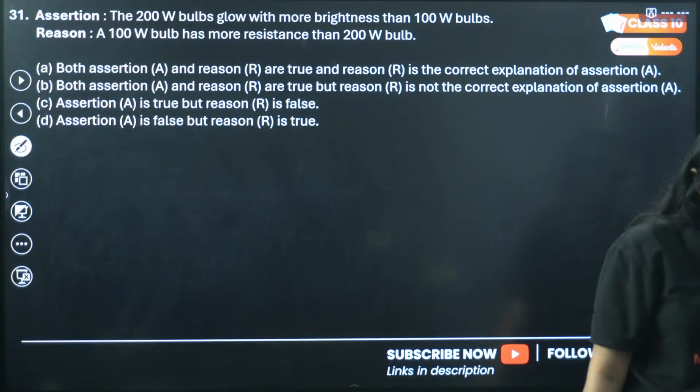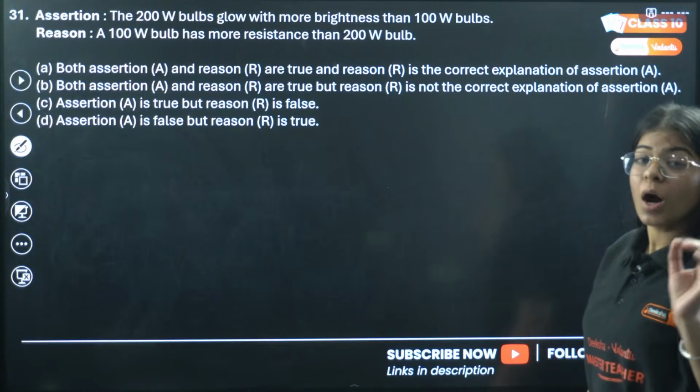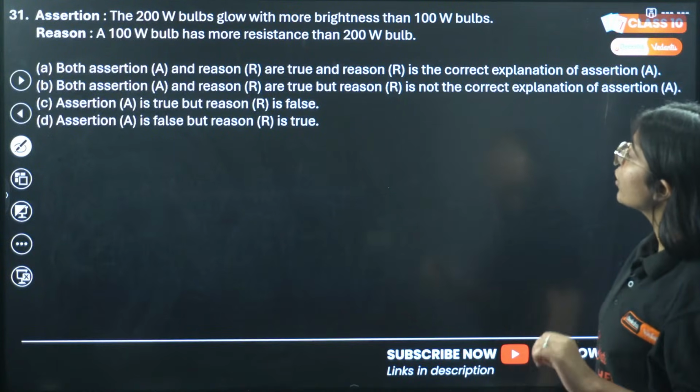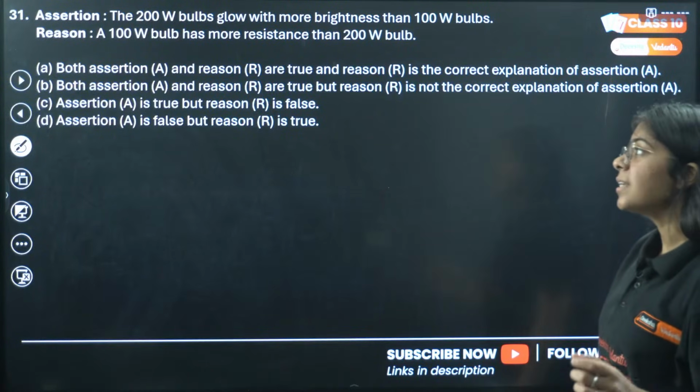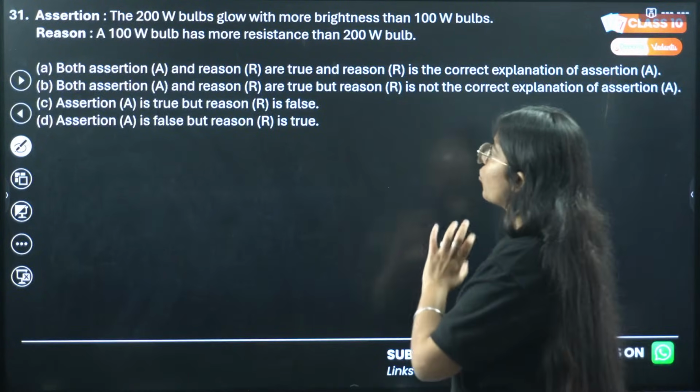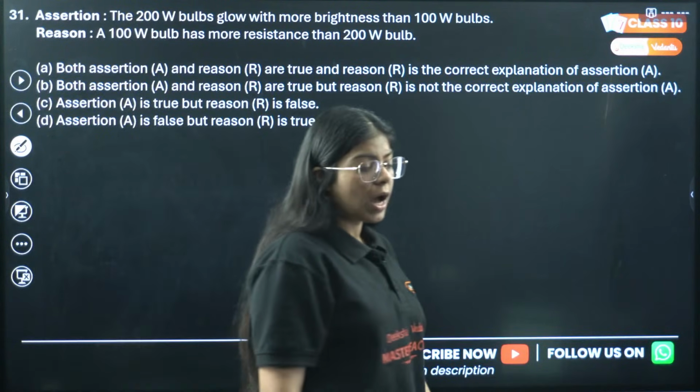31st. Assertion says the 200 watt bulb glows with more brightness than the 100 watt bulb, and the reason is a 100 watt bulb has more resistance than a 200 watt bulb. Can you answer this question?